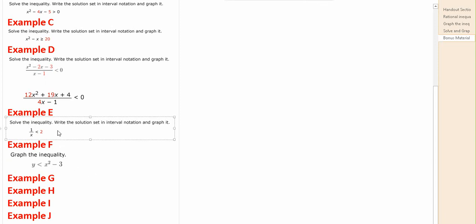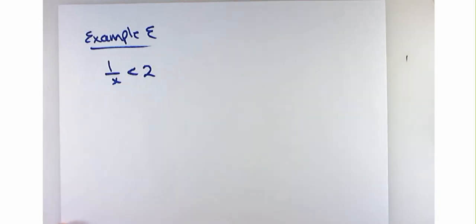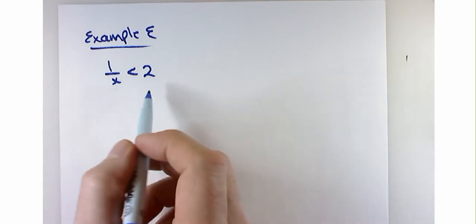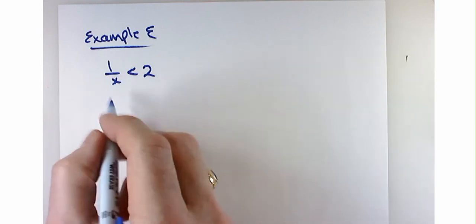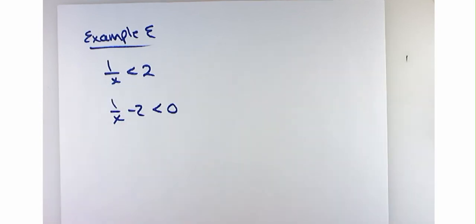2 more little things here. When you're doing these kind of problems, you need to get 0 on one side. So, for example, E, that means we have to do a little work here. We've got 1 over x is less than 2. I need 0 on one side. So I'll move the 2 to the left-hand side. 1 over x minus 2 is less than 0.